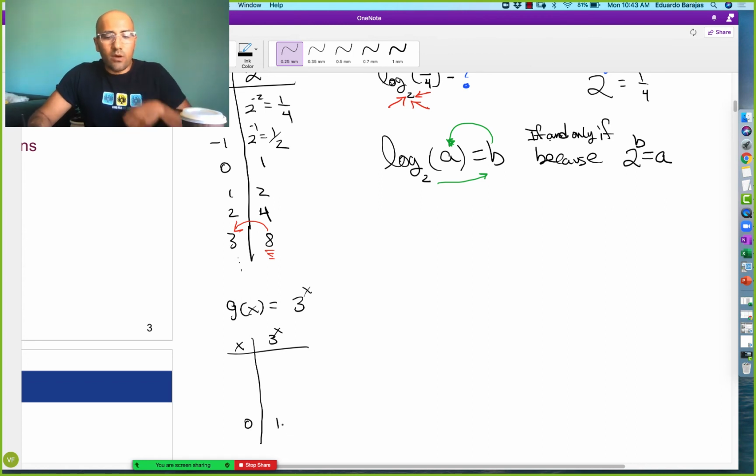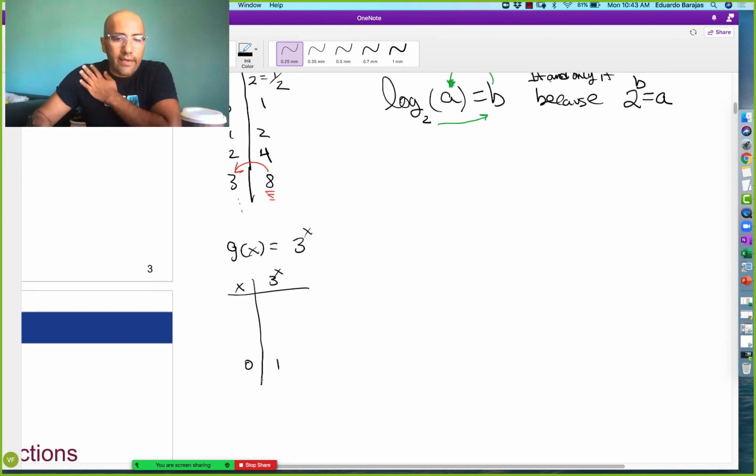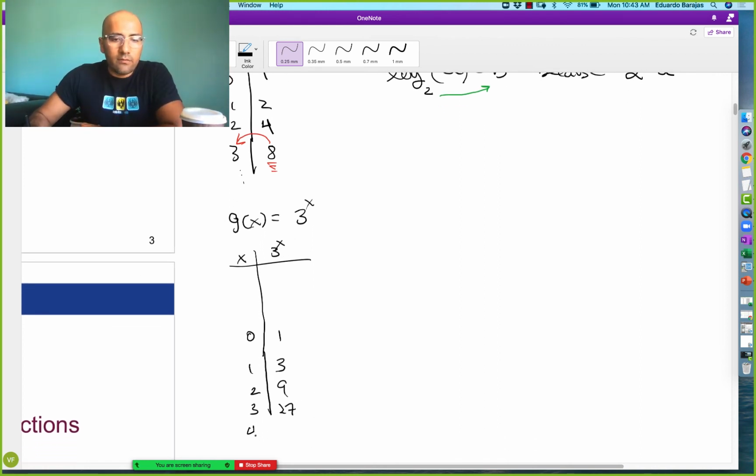0 still leads to 1, and 1 leads to 3, and 2 leads to 9, and 3 leads to 27, right? 3 to the third power is 27, and 4 leads to 81. Good. And negative 1 leads to 1/3, and negative 2 leads to 1/9. Good. So now if we have this, what is log base 3 of 27?